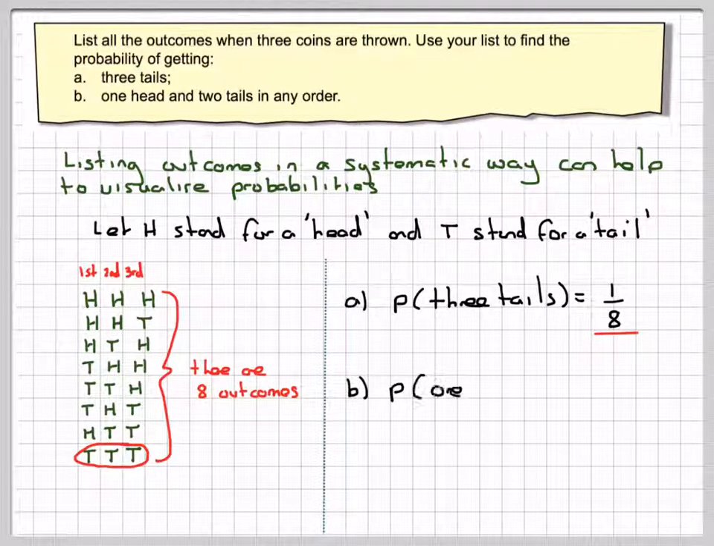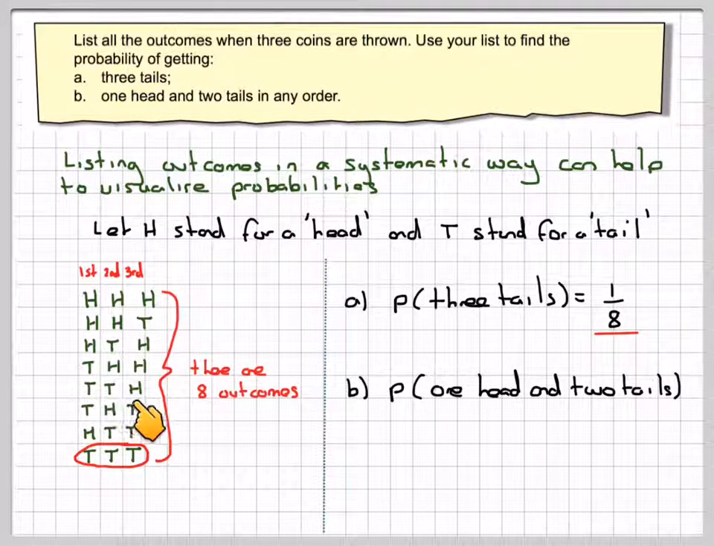The probability of 1 head and 2 tails, so 1 head and 2 tails, that occurs here, here, and here. So we'll circle those in orange, and we can see that's going to be 3 out of 8.